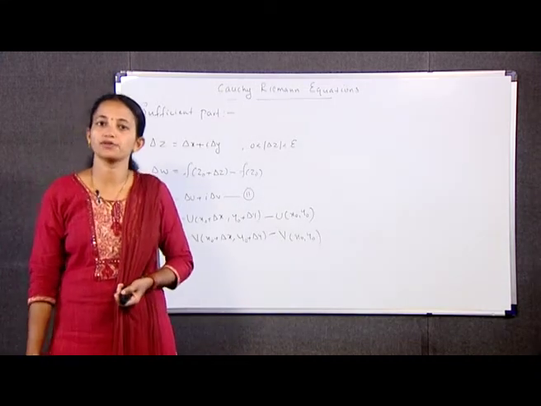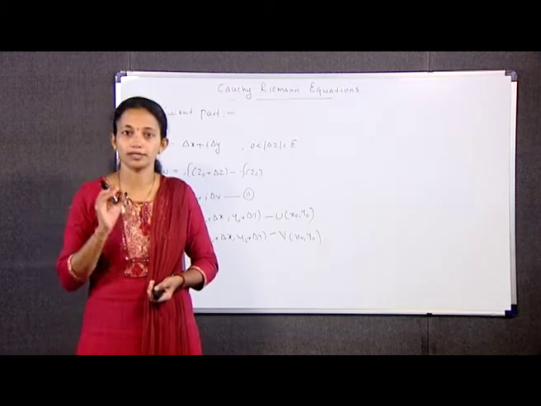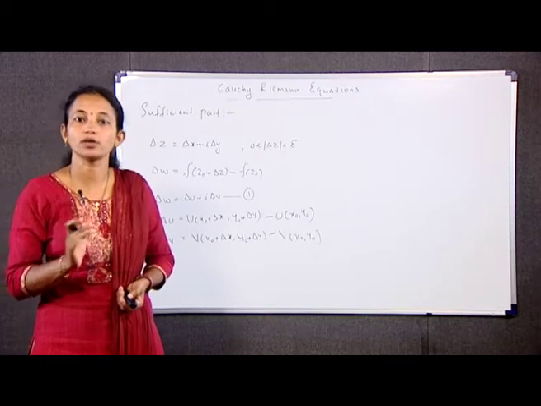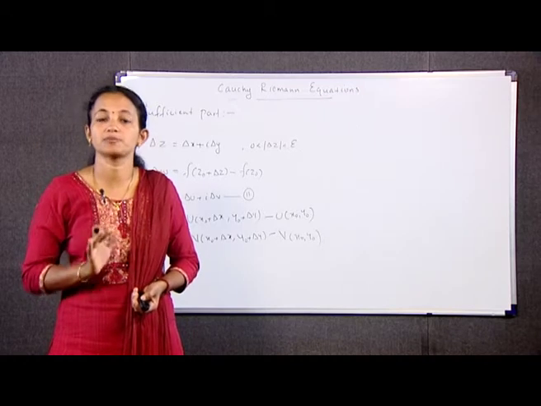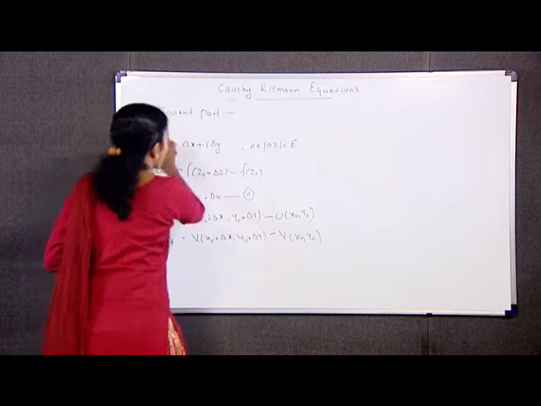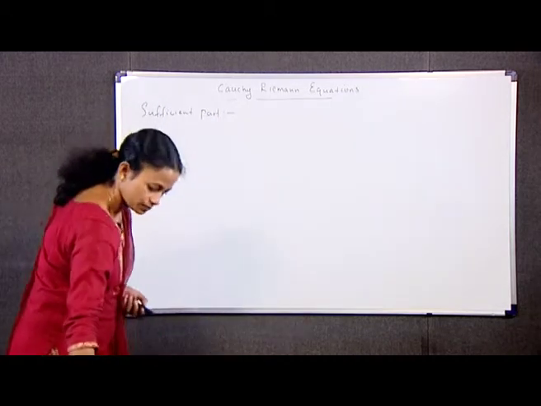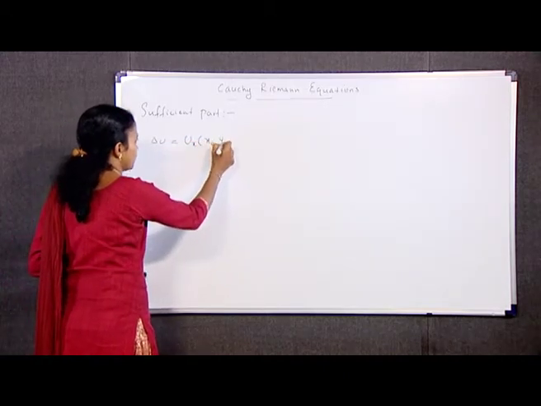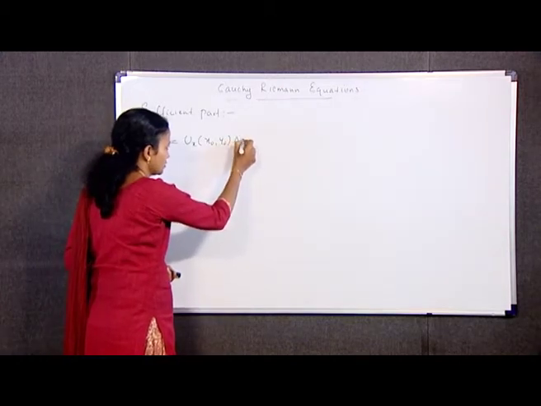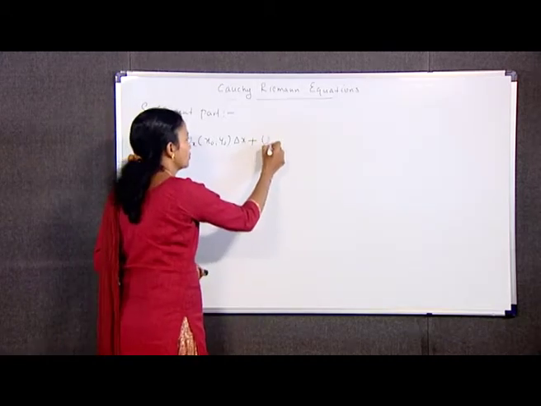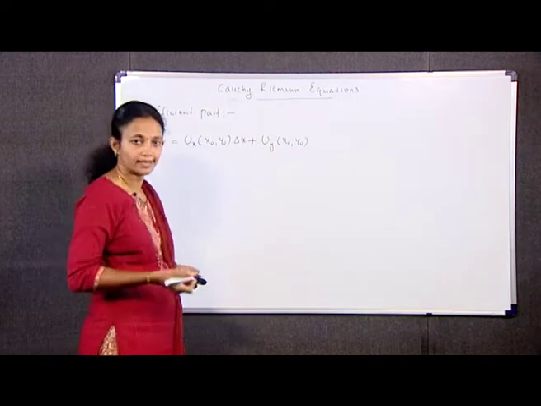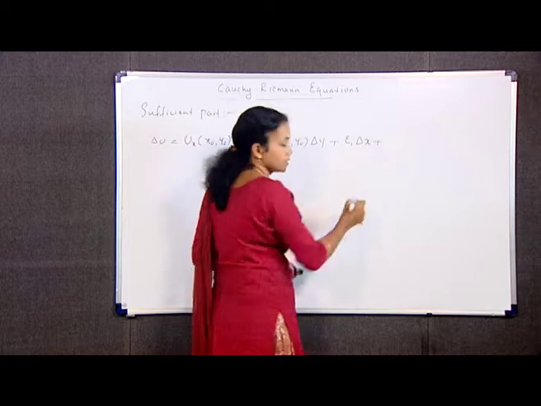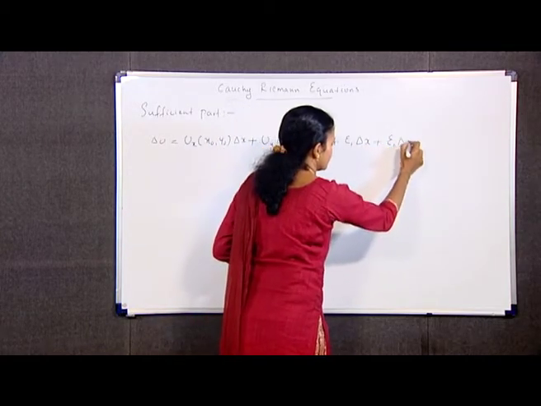Now, in view of the continuity of the first order partial derivatives of u and v at the point (x naught, y naught), delta u is equal to ux(x naught, y naught) into delta x plus uy(x naught, y naught) into delta y plus epsilon 1 into delta x plus epsilon 2 into delta y. Equation number 12.